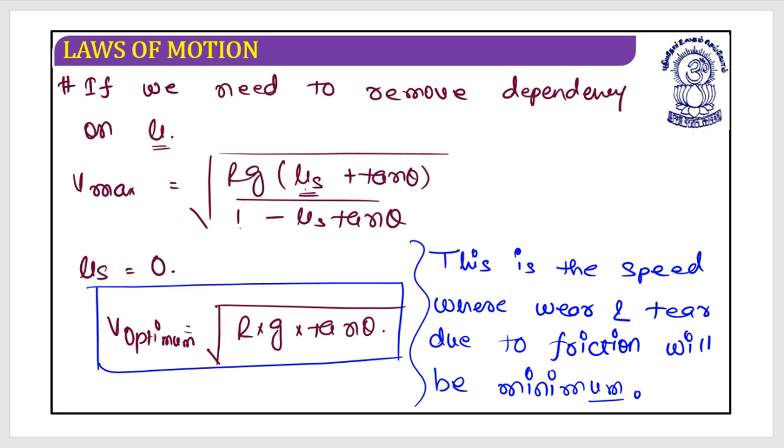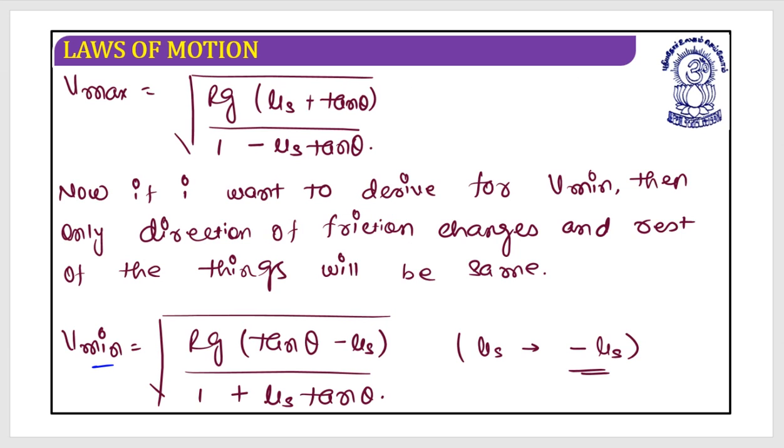Any doubts? No? Okay. So we have basically three relations. One is the Vmax, one is the V optimum, and another that we have derived for the V minimum. I'm sure that you will be able to solve the questions that are just the data feeding kind of questions. Yes, that R is given, G is given, theta is given, mu is given, everything is given, and you need to just calculate it. Yes, so I'm sure you can do this.